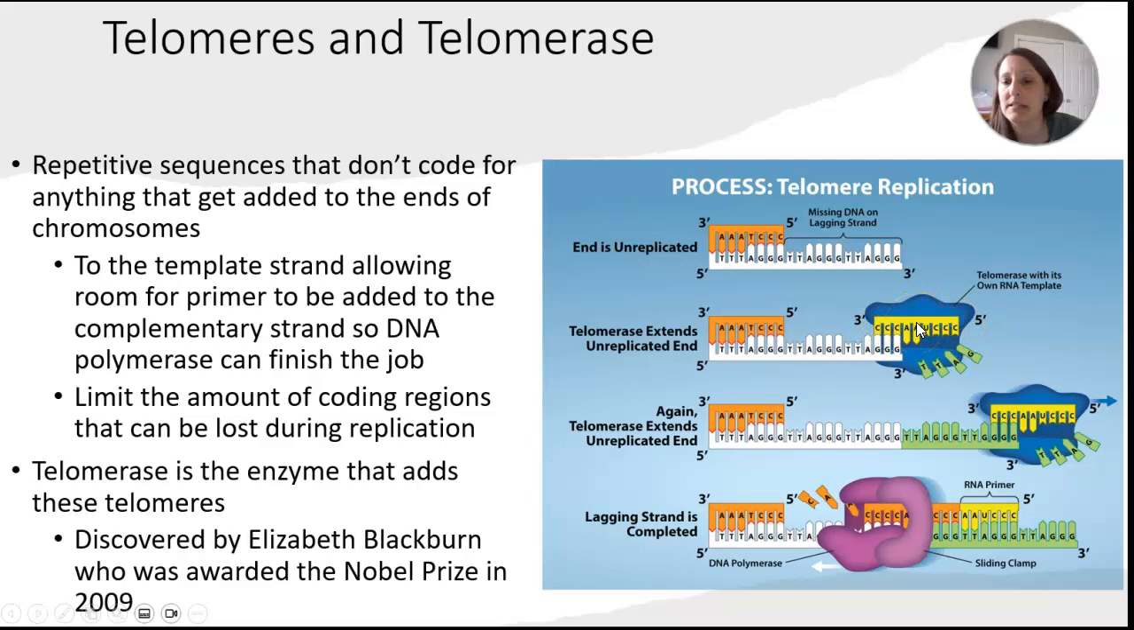And so what happens is DNA polymerase comes in and it extends and adds a few more bases here. So we extend the template strand, which then allows enough room for an RNA primer to get added to this lagging strand, and then DNA fills it in. Okay, so we're just extending the end of the template strand so that we don't lose the genes that could be right here. Again, look at the sequence.